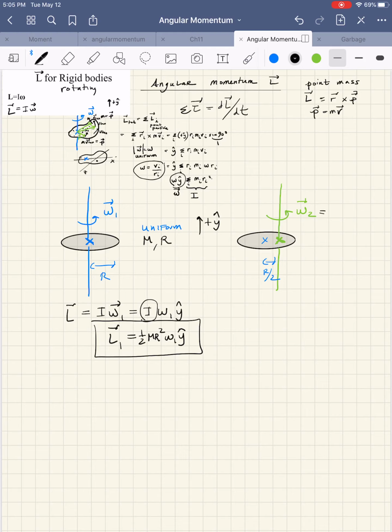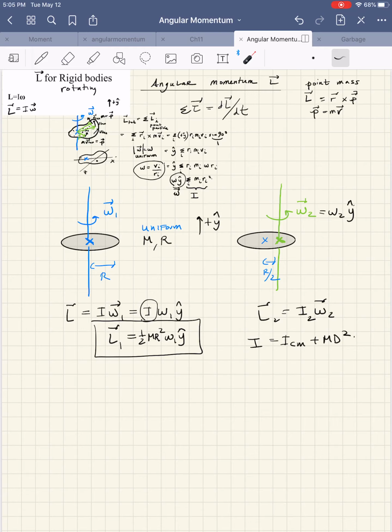For the second configuration, it's effectively the same thing. I'd write omega sub 2 as omega 2 y hat, and the angular momentum would literally just be I times omega 2, but I'm going to give this I a sub 2 now because it's different than the first, and I would have to use the parallel axis theorem in order to find the moment of inertia about this axis of rotation.